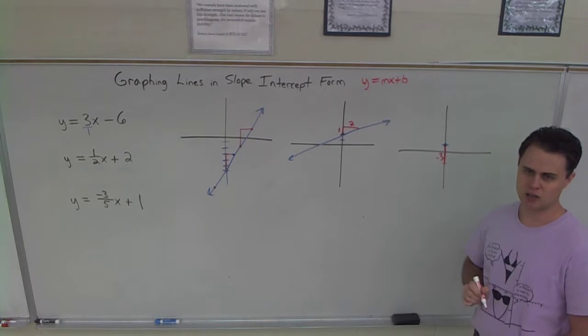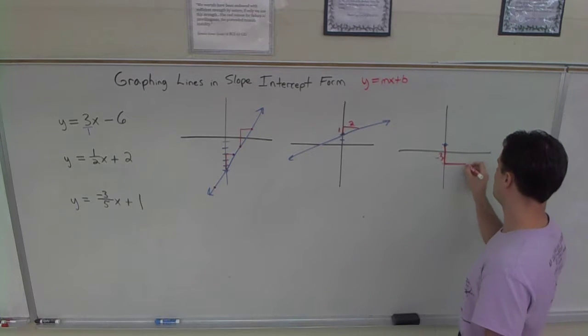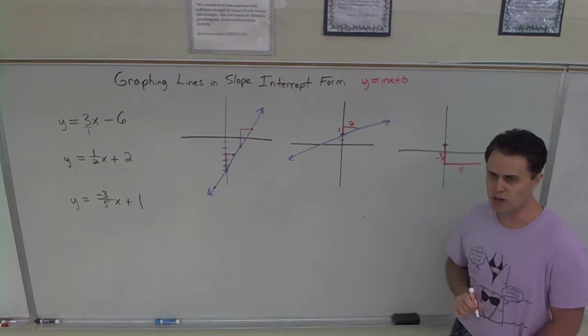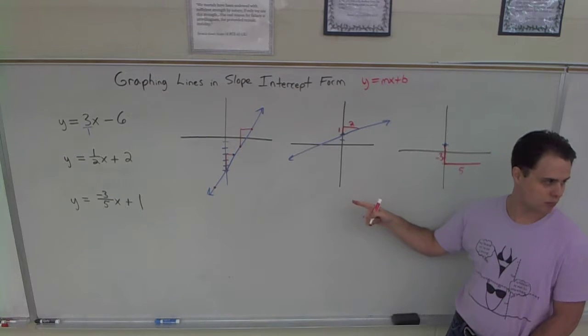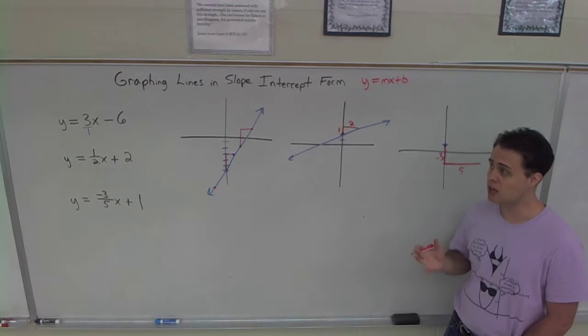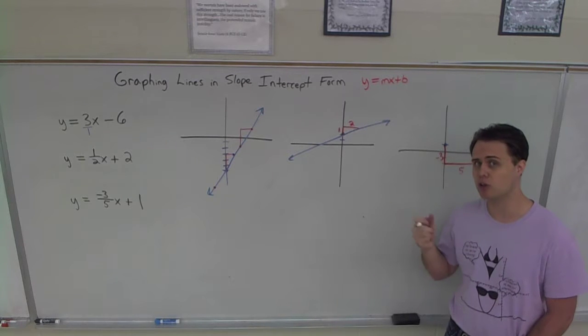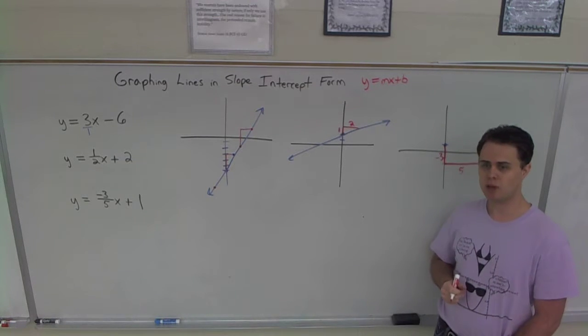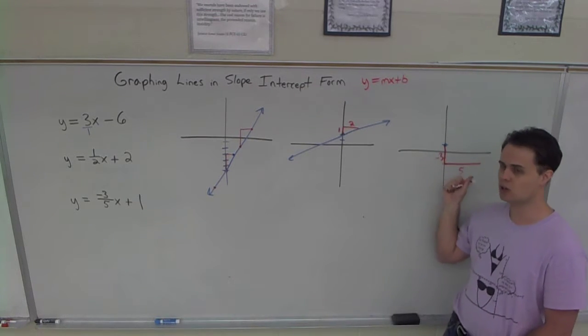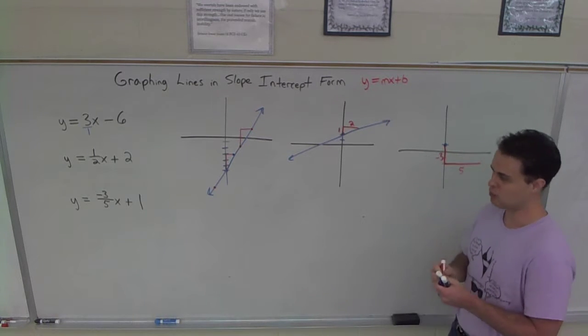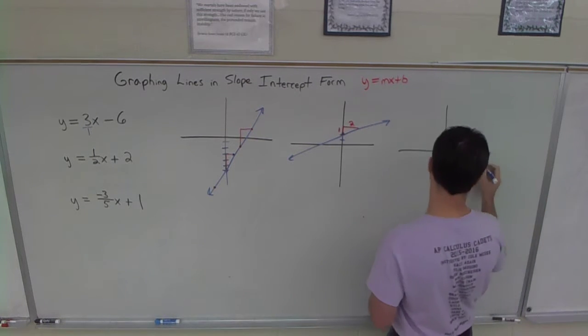And over how many? 5. Notice, when I'm going over, am I ever going to the left? No, I'm never going to go to the left. The negative, you always want to attach to the top or the vertical component. And either rise or fall, you always want to go to the right. That'll save you lots of trouble if you think about it like that.